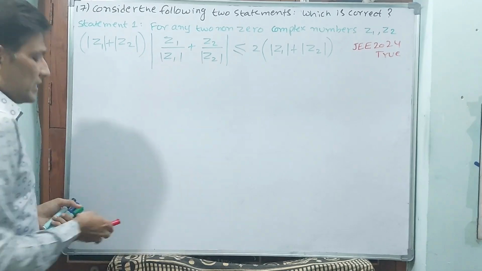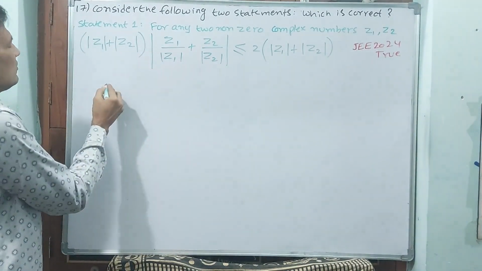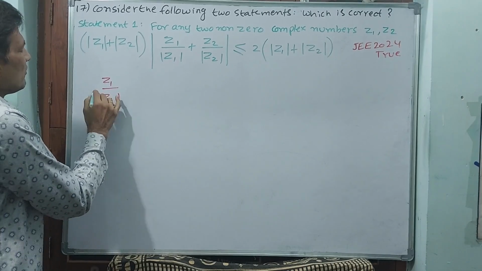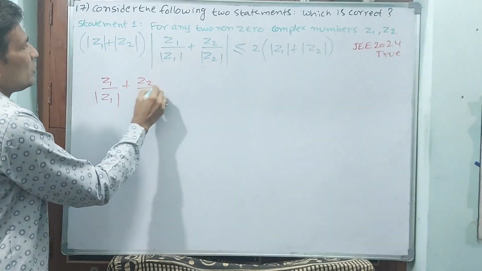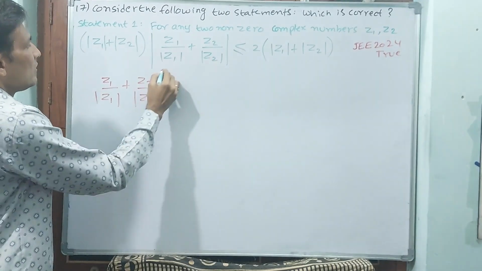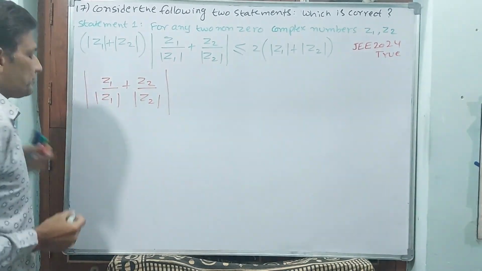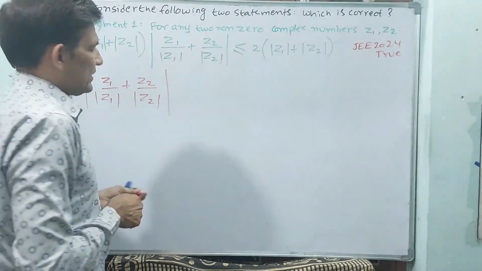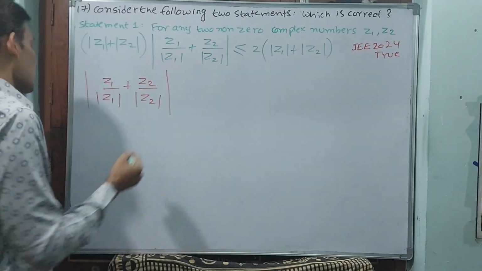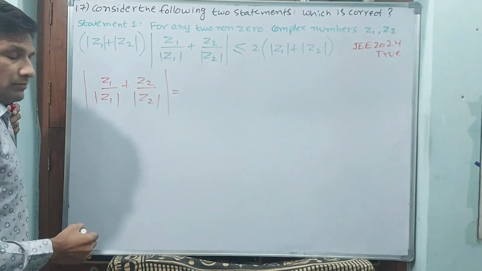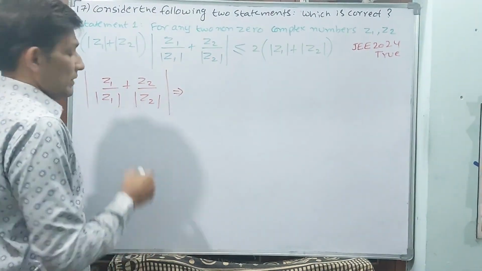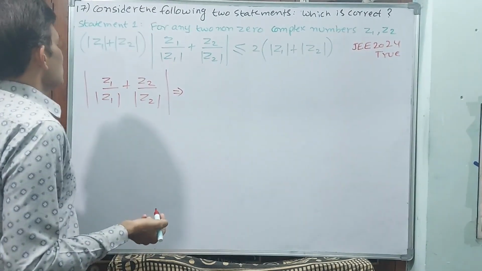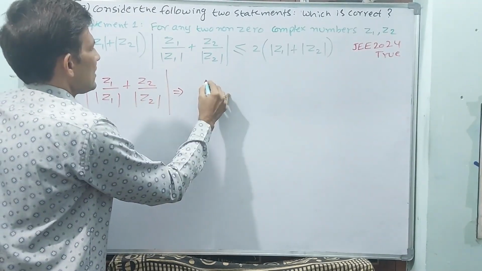What we can do here, let us do. Write down again modulus of Z1 by modulus of Z1 plus Z2 by modulus of Z2. Again modulus we are keeping. The thing is, can we split this? Yes sir. That implies, I am keeping it. Logically we have to see the inequality. If I want to split this, how am I going to split?